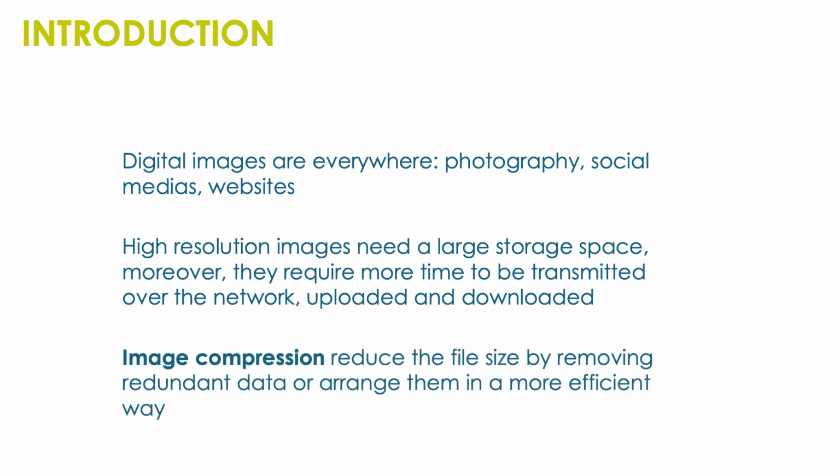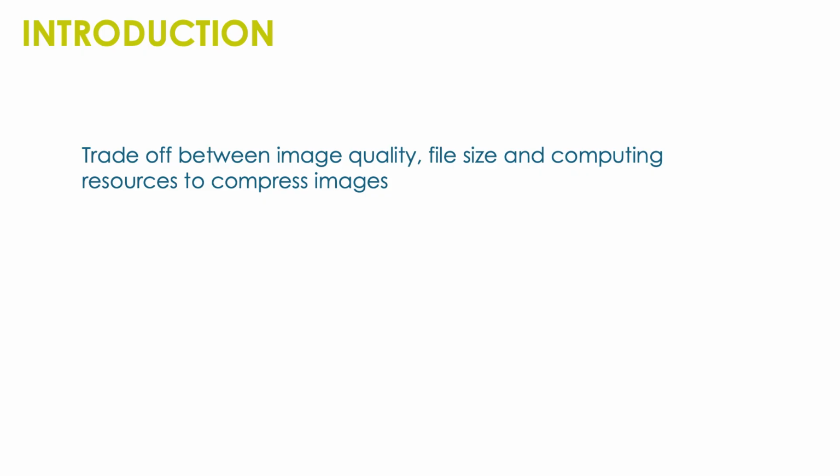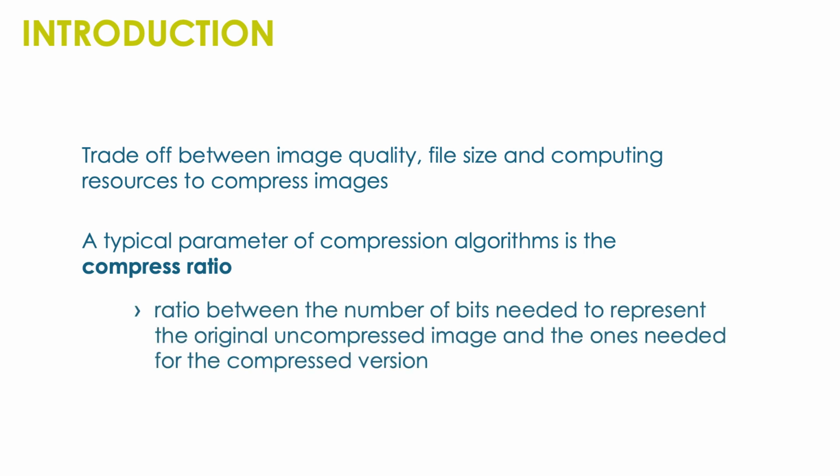Image compression reduces file size by removing redundant data or organizing it in a more efficient way. This involves a trade-off between image quality, file size, and computational resources, the same that we went through for audio. A key metric is the compression ratio, which compares the size of the original image to its compressed version. For instance, a 3:1 ratio reduces the size to 1/3.